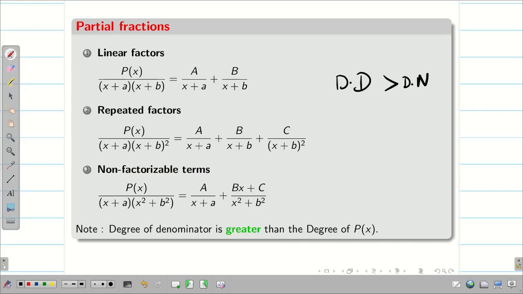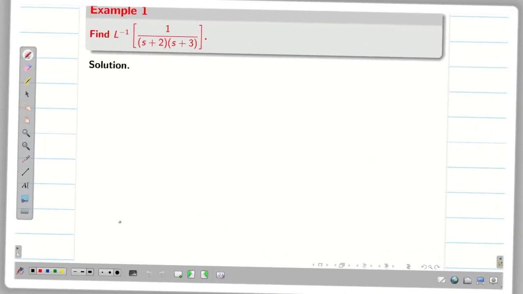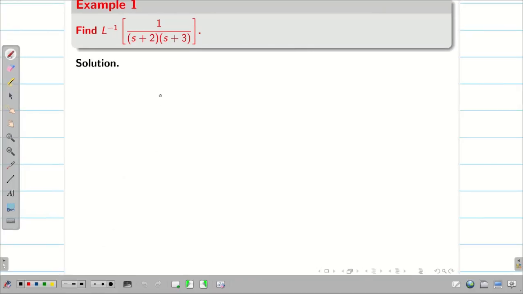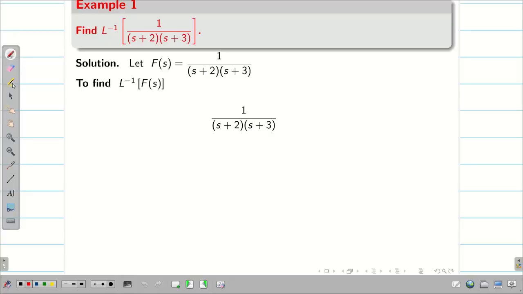Okay, let us go into a few problems. Find L inverse of 1 by (s plus 2) into (s plus 3). Always take this as capital F of s. Our aim is to find L inverse of capital F of s. Now check the denominator power, s into s, square. The degree is 2. In the numerator there is no s term, so the degree is 0. So I can apply partial fraction.